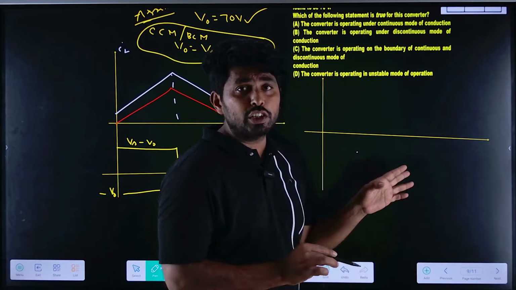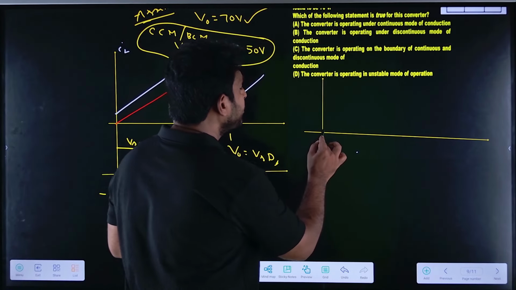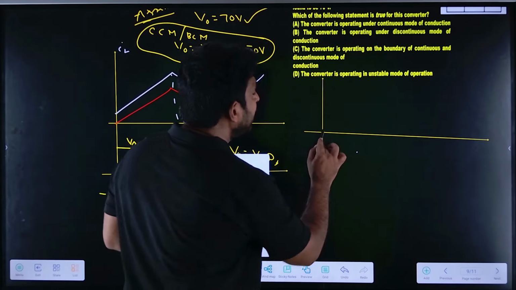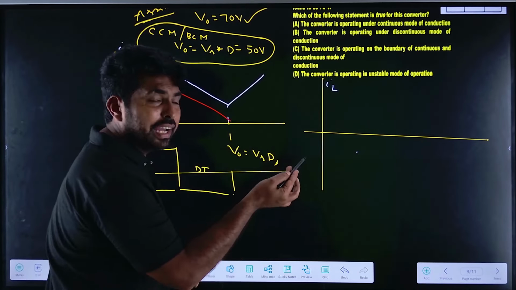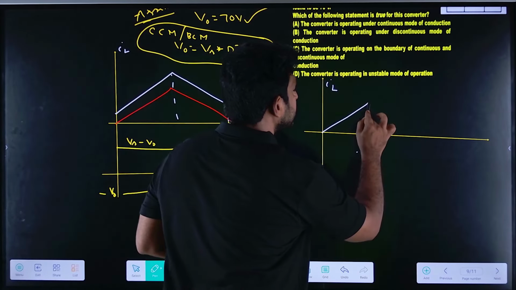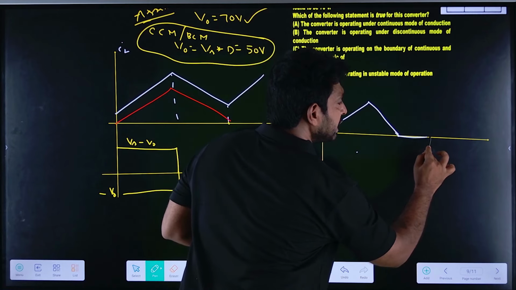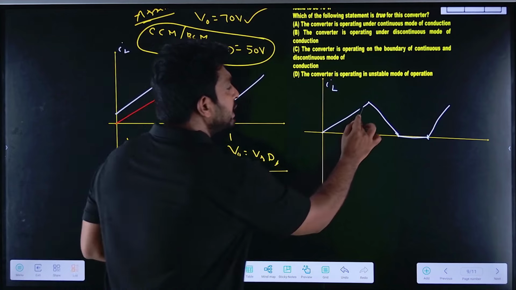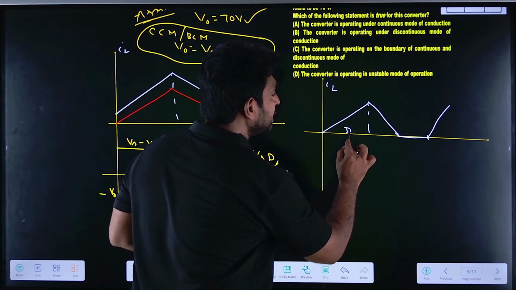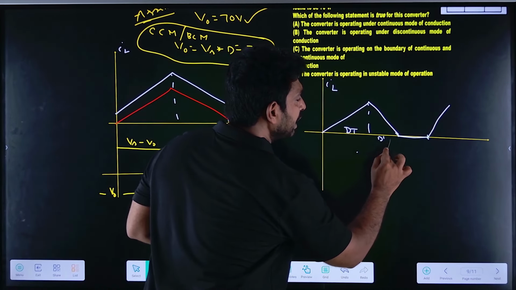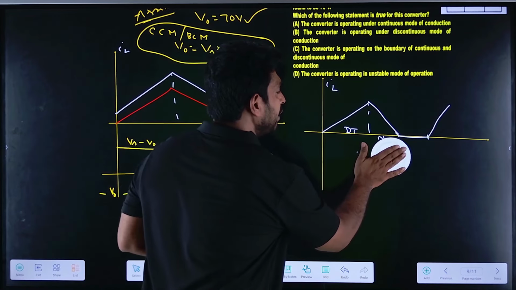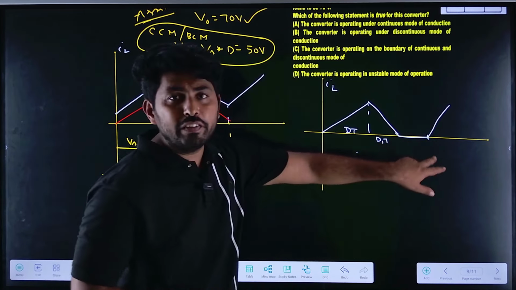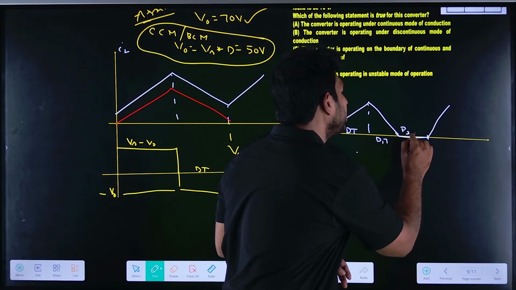In case of discontinuous conduction mode, how will the current be? If I draw the IL waveform, IL will be like this. It will be 0 for some period of time, and again it will be on. The on period is the dT period, this period will be the d1 into T period, and this off time will be d2 into T.